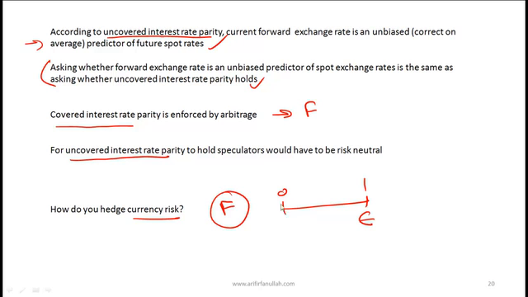Another way of putting it is that if you've hedged your foreign exchange exposure, that means you have a forward contract. Unhedged position means that you do not have a forward contract.